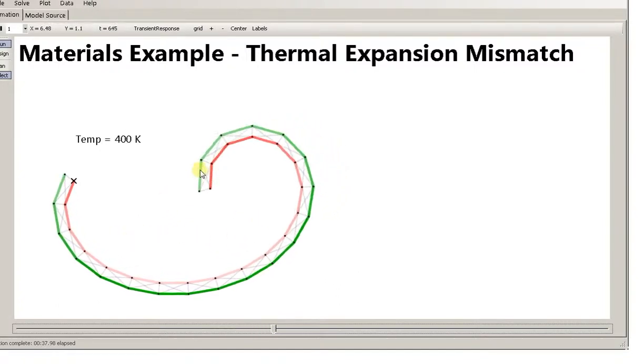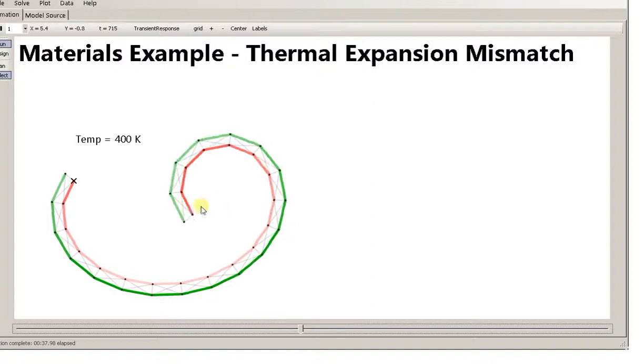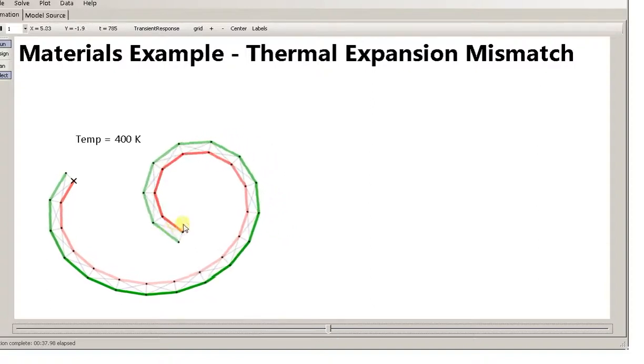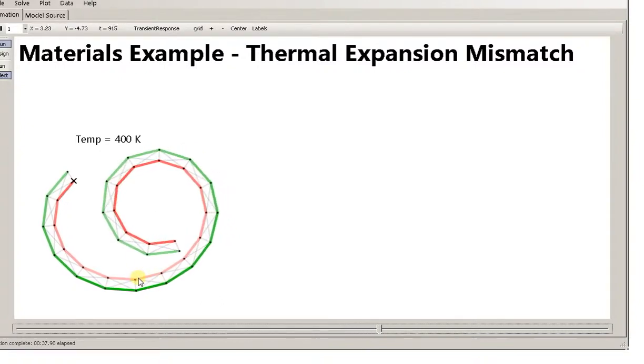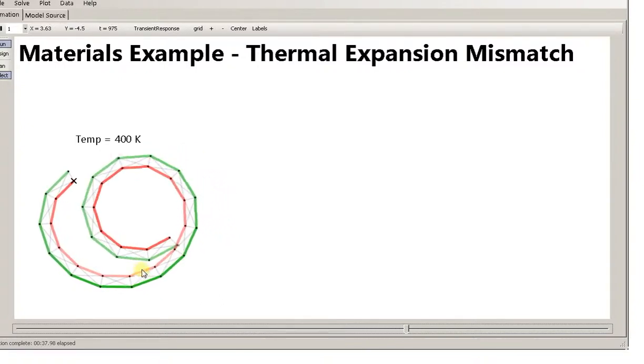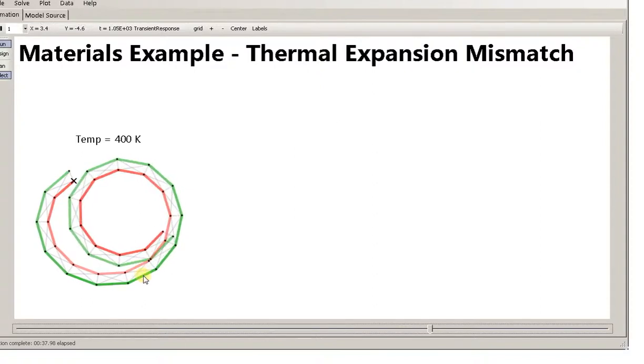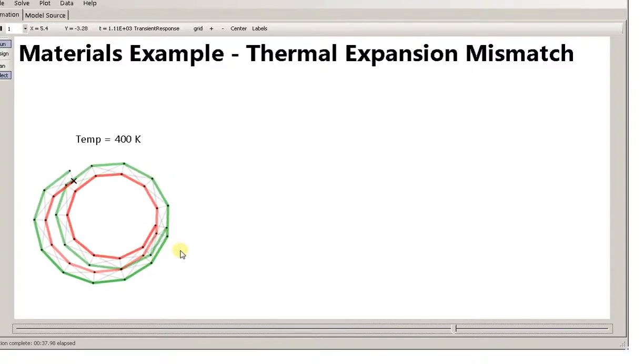Strain's shown by the saturation of the color, so the red and green at the end of the strip are in the middle of the scale. They're unstrained. The red and green in the middle of the strip, the red is stretched and would like to pull in. The green is compressed and would like to push out.